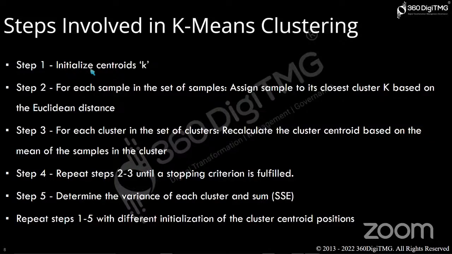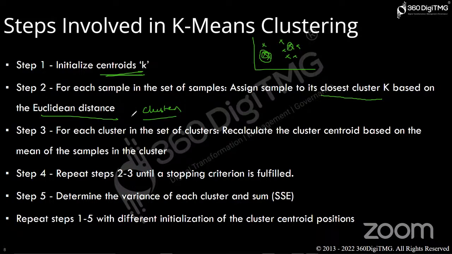So let us see. First of all, we'll have to initialize k centroids, and for each sample in the set of samples, we'll have to assign the closest cluster k based on Euclidean distance. The closest point to the cluster based on Euclidean distance. So basically, if we have a data point like this, and we have chosen this as the initial cluster centroid, the closest point to this centroid will be merged together and we'll get a new cluster.